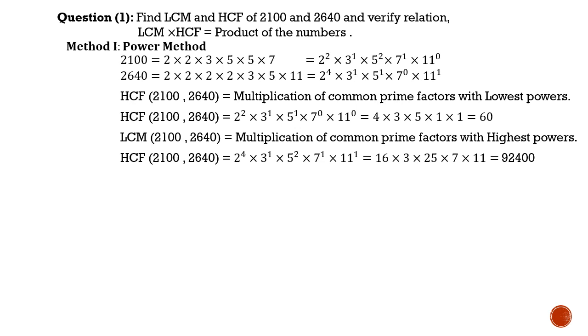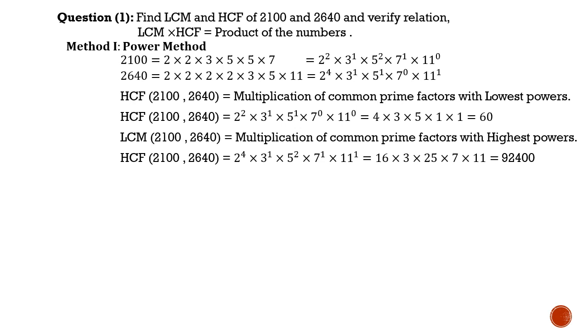2 raised to 4 is 16, 3 raised to 1 is 3, 5 square is 25, 7 raised to 1 is 7, and 11 raised to 1 is 11. Multiplying all these numbers, we'll get answer as 92,400, which is LCM of the 2100 and 2640. Getting it? So this is the way of finding HCF and LCM of the given numbers by using power method. Actually, this is very easy.